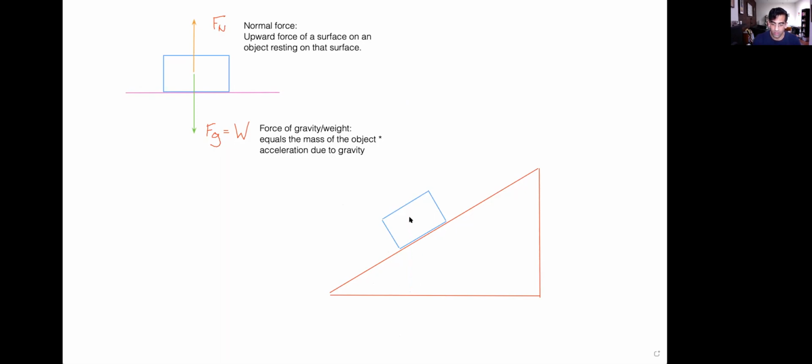Actually, I'm going to make it a little bit longer. We'll see why, just so I can label it outside of this incline. All right, so that's my FG. Let me label that really quickly. F sub G, or W for weight.